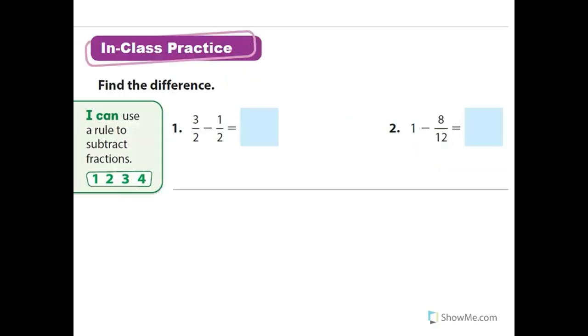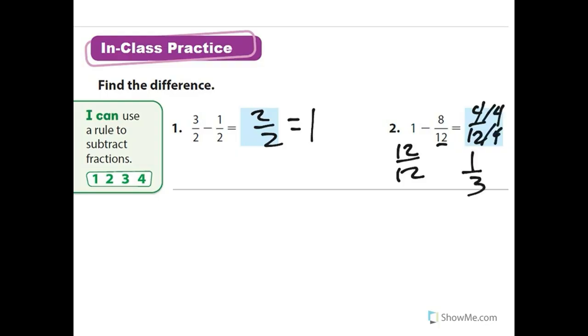Alright, let's do some in-class practice. I'm going to solve 1 and 2 with you, and then we will start the process. Alright, so 3 minus 1 is 2 over 2. That's going to equal 1. Alright, and then I'm going to have 12 over 12. Why 12 over 12, Mr. Paymer? Because there's my 12ths there. I want it to be the same denominator. So 12 minus 8 is 4/12, or 1/3.